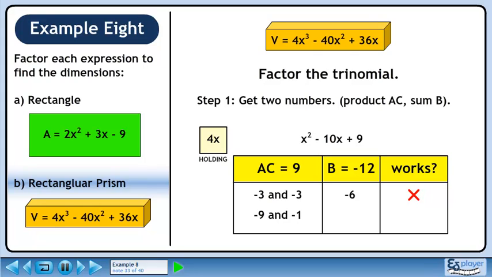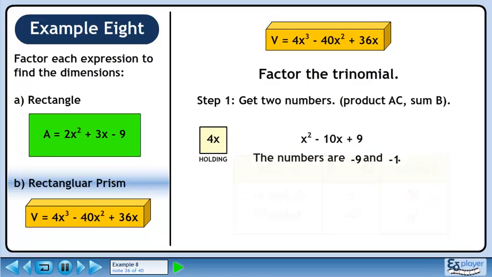Next try minus 9 and minus 1. These numbers have a sum of minus 10. These numbers work since they have a product of 9 and a sum of minus 10. Store the numbers in a sentence so we can retrieve them later.